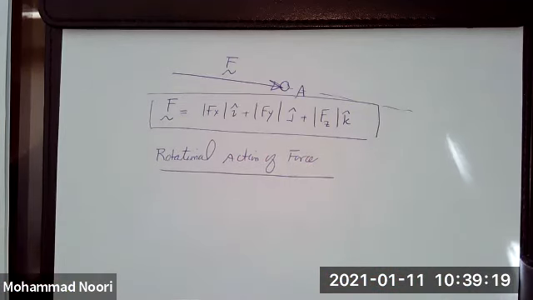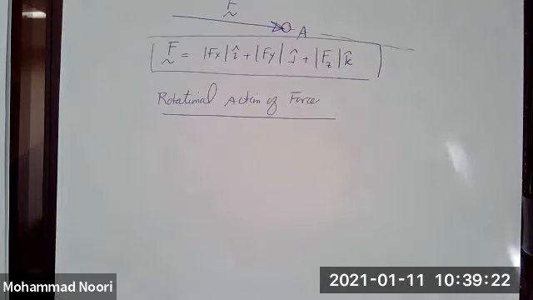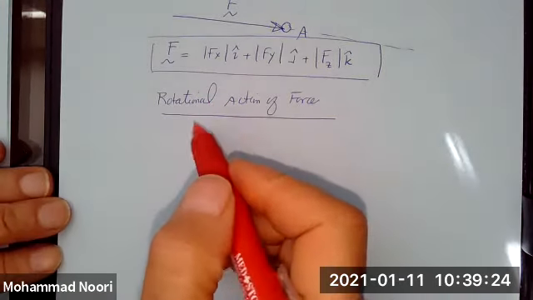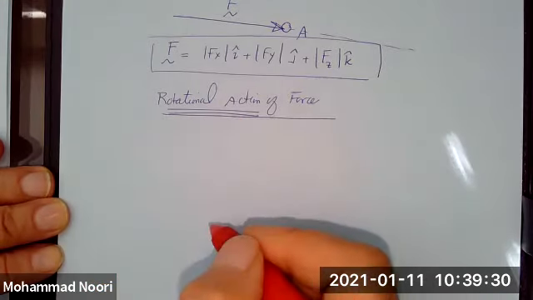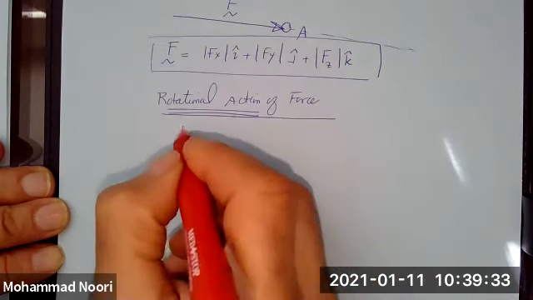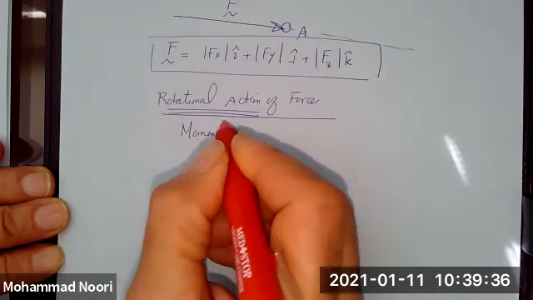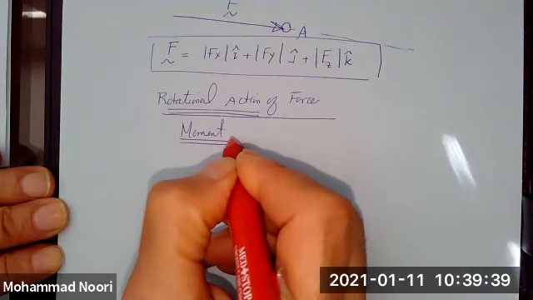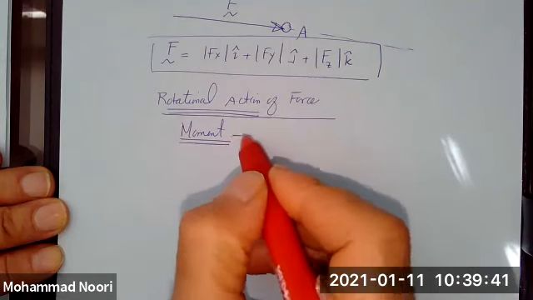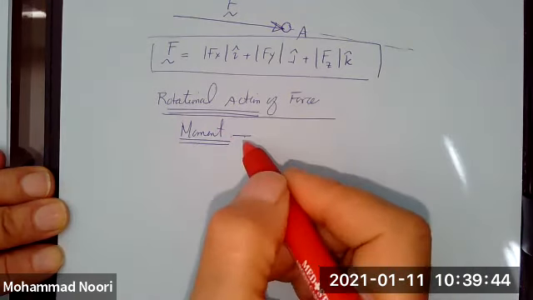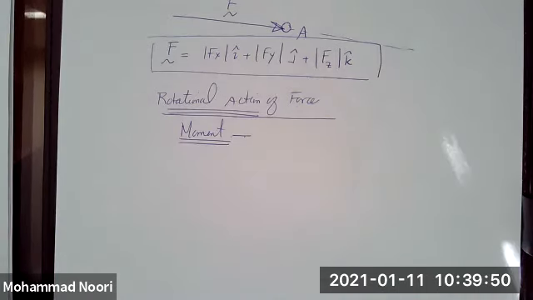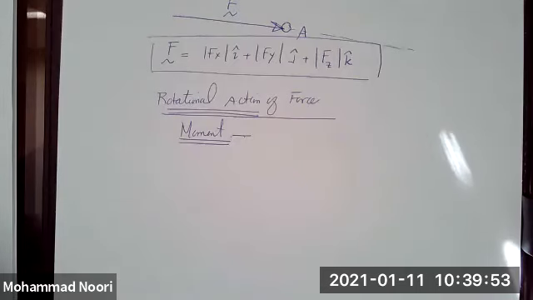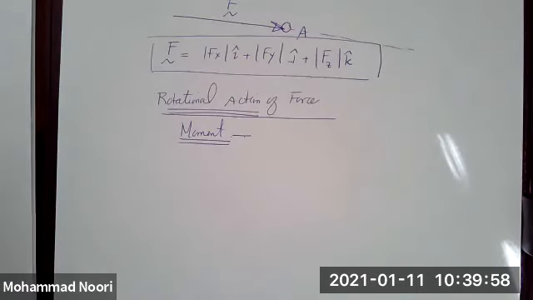First of all, we refer to the rotational action of a force about a point or about an axis as the moment. So moment is a quantity that describes the rotational action of a force about a point or about an axis. How do we describe this mathematically, as we have done with a force? Okay.